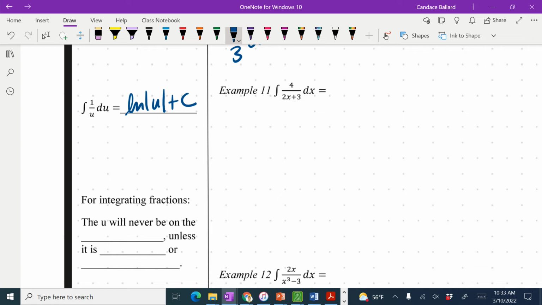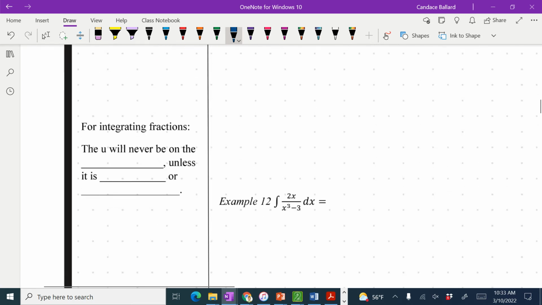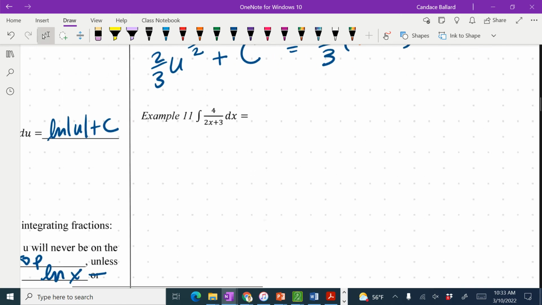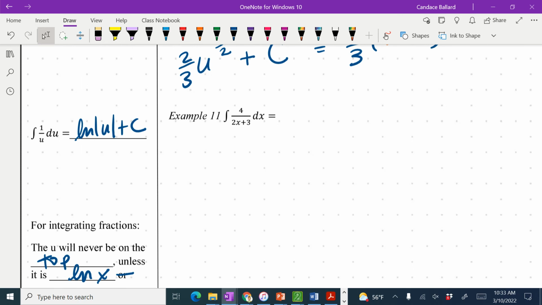All right, for integrating fractions, here is a handy tip. The u will never be on the top unless it is natural log of x. If you see a natural log of x in the top, that's your u. Otherwise, your u is going to be in the denominator, okay? Looking at example 11, my inside function should be my denominator. We'll see one with the natural log of x on the top in a few minutes.